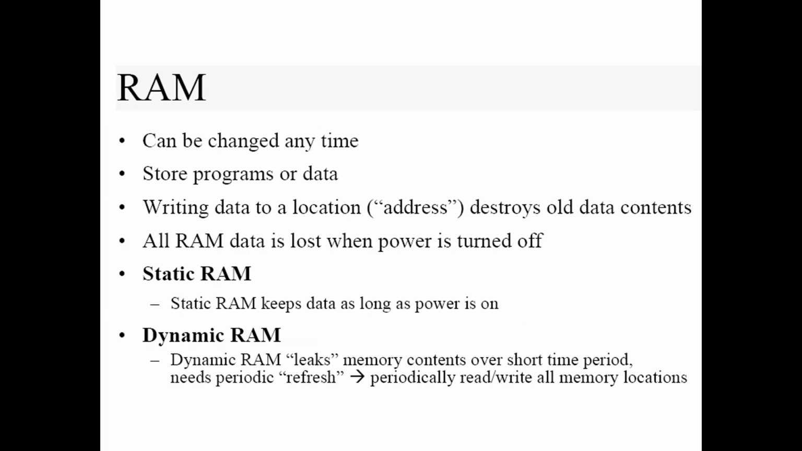Key characteristics of RAM: number one, volatile, data is lost when power is removed. Number two, fast access, provides quick read and write access to data. Number three, temporary storage, used for data that changes frequently during operation. Types of RAM in embedded systems.